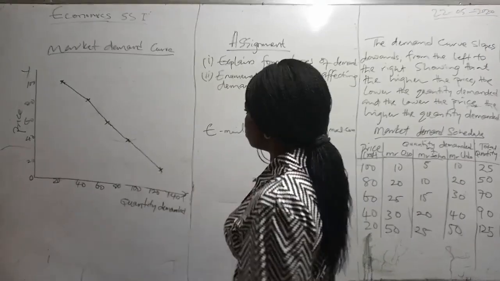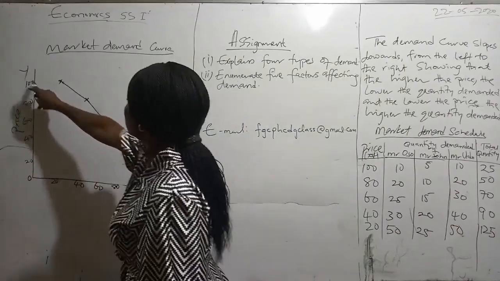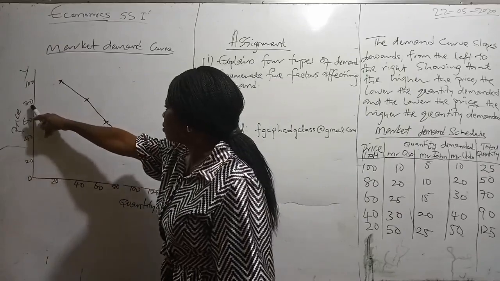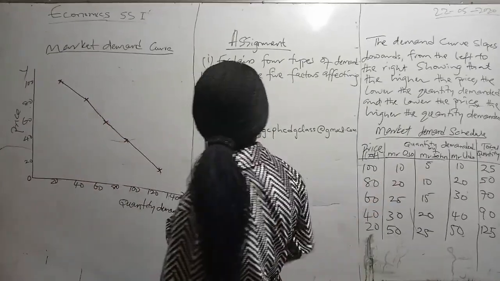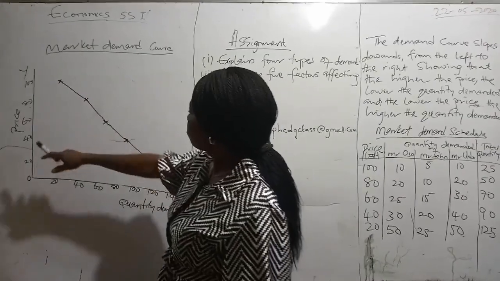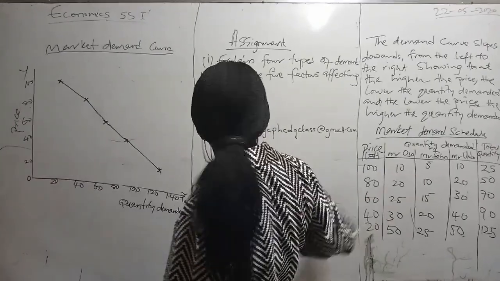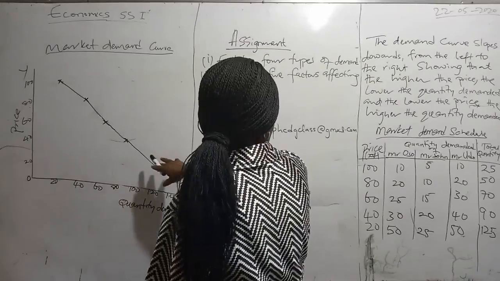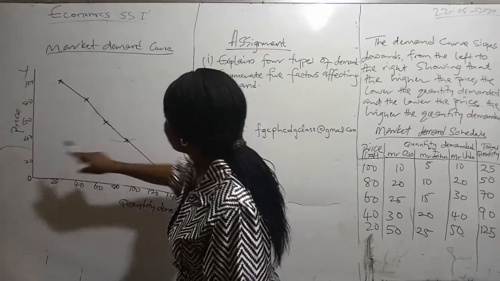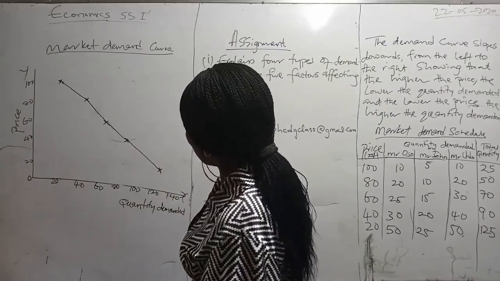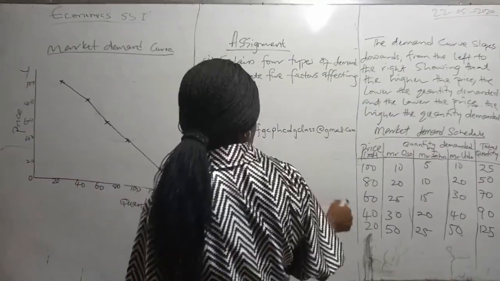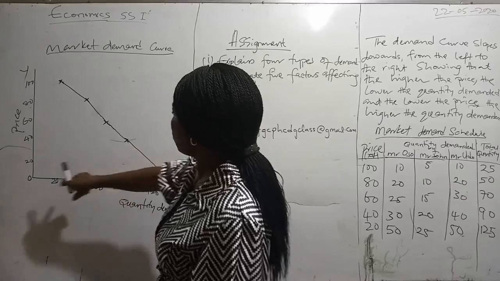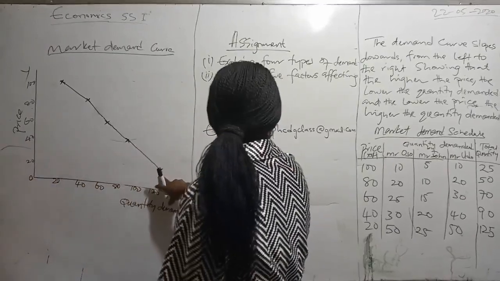So when you look at this list, you see the price. When the price is 100, the total quantity demanded is 25 here. When the price is 80, the total quantity demanded is 50. And when the price is 60, the total quantity demanded is 70. When the price is 40, the total quantity demanded is 90. When the price is 20, the total quantity demanded is 125.